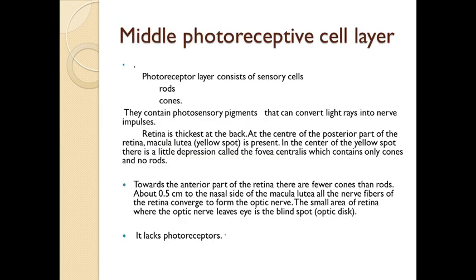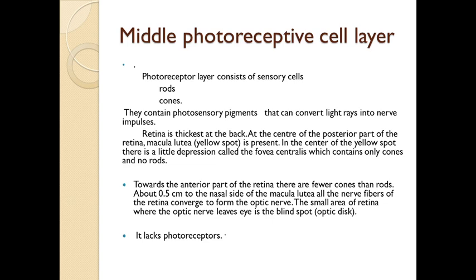When the middle photoreceptive layer is considered, the photoreceptor layer consists of two types of sensory cells, the rods and the cones. So they are the photosensitive cells. They contain photosensory pigments that can convert light rays into nerve impulses. The retina is thickest at the back. At the center of the posterior part of the retina, the macula lutea or yellow spot is present.